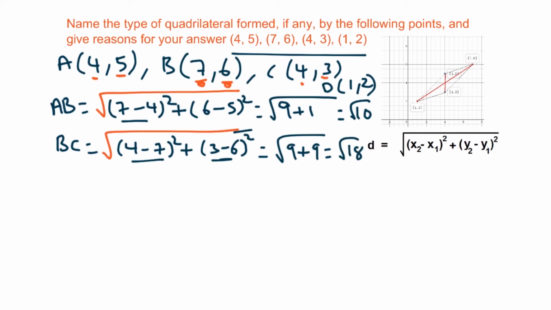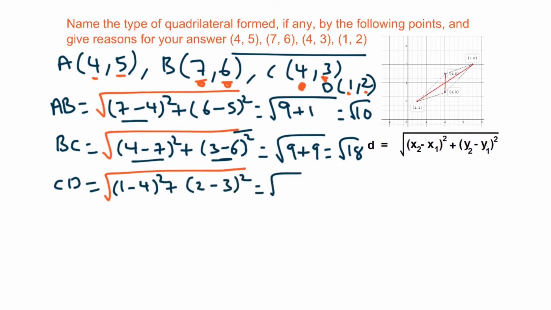Now we will find the distance between points C and D. So let us take this as x1, y1 and this as x2, y2. So square root of x2 minus x1 is 1 minus 4 whole square and y2 minus y1 is 2 minus 3 whole square. So 1 minus 4 is minus 3, minus 3 square is 9, 2 minus 3 is minus 1, square is 1, square root of 10.